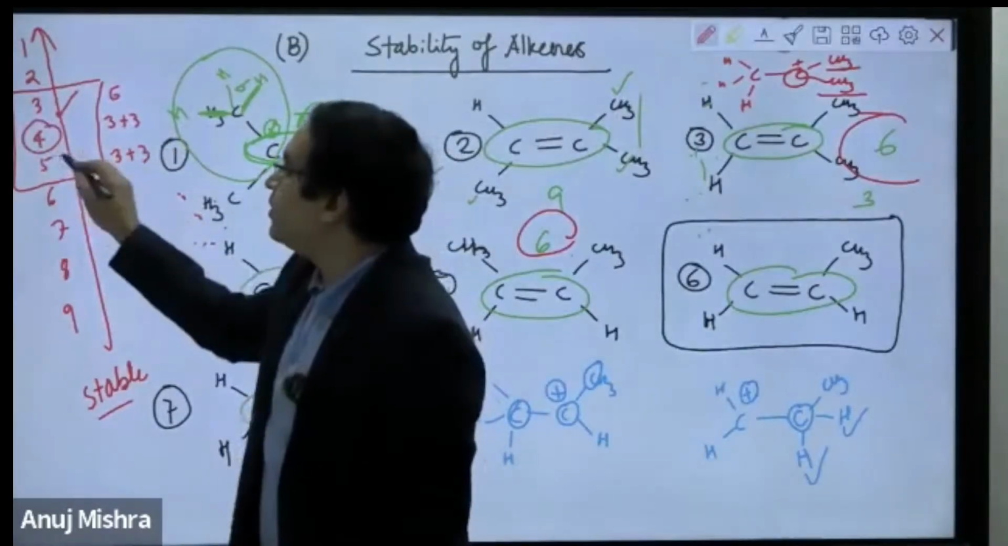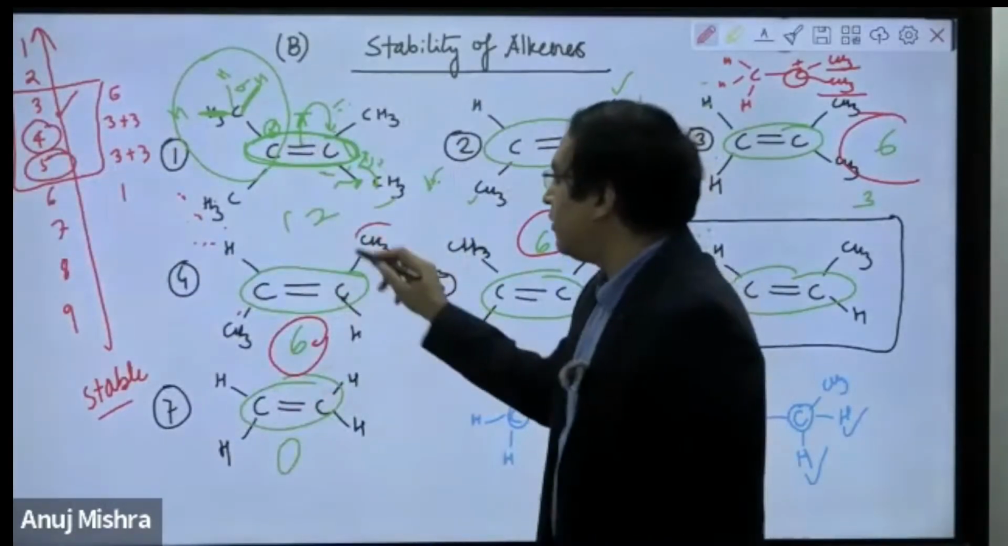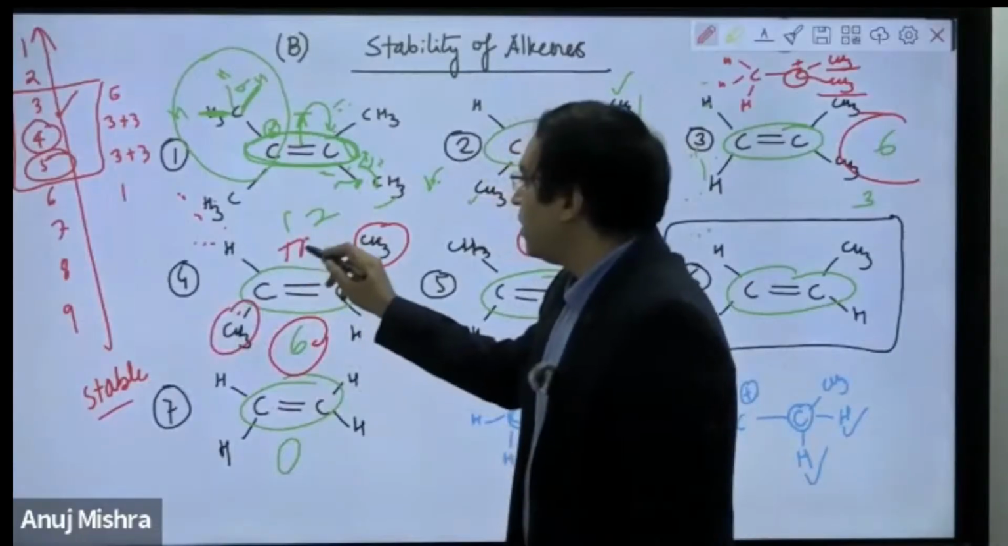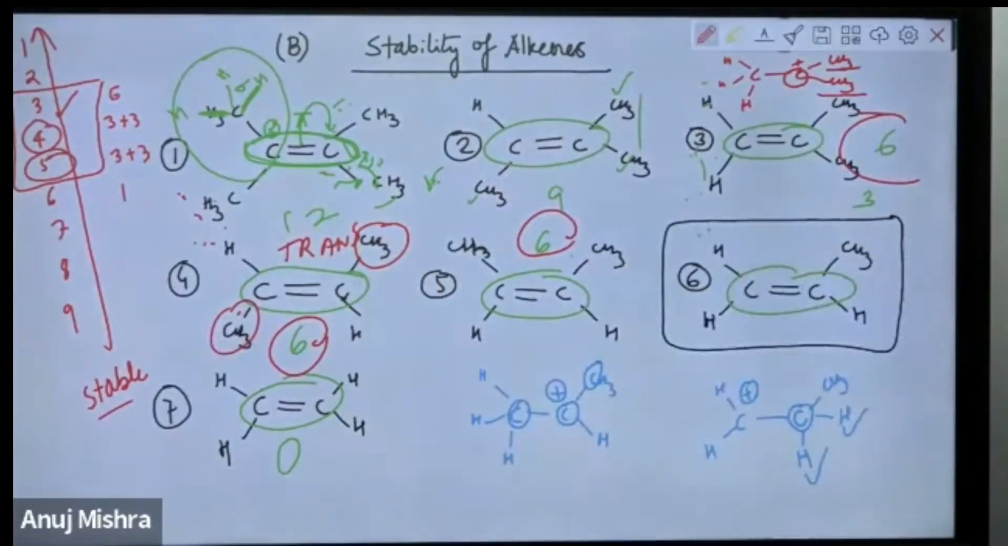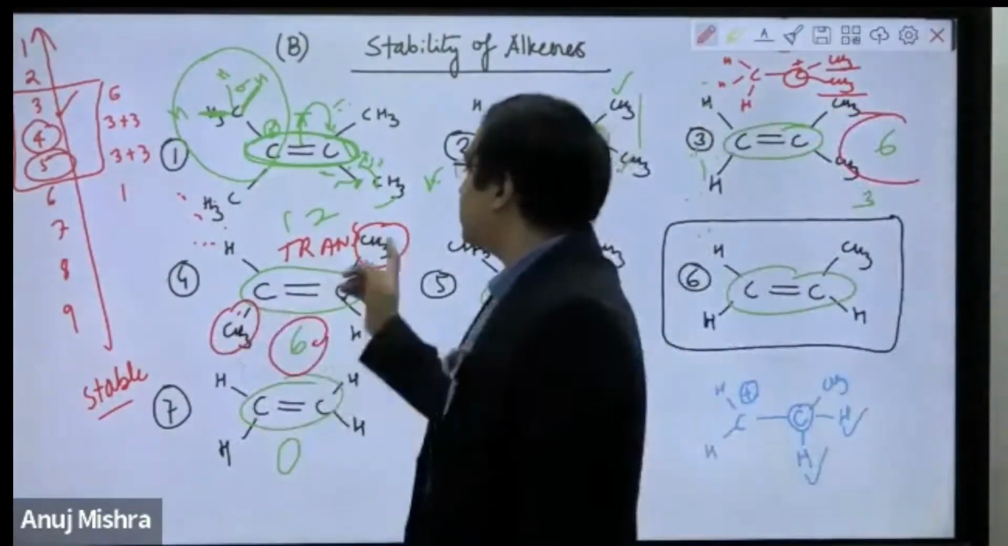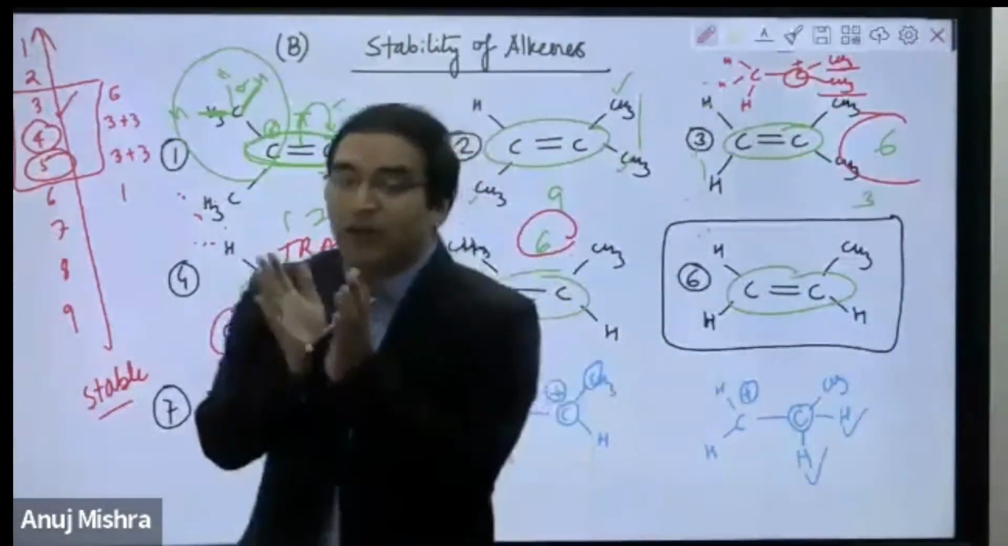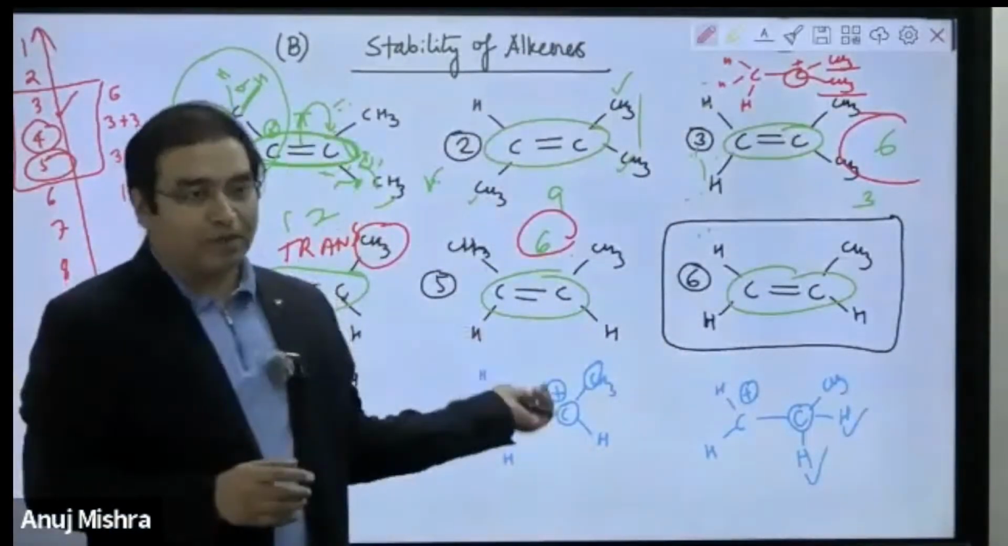Now the question comes, why is 4 better than 5? Because 4 is trans. Trans, you have already studied. Trans is more stable. The reason is this is having diagonal symmetry. The CH3s are away from each other. They will not create any repulsion, hence it becomes a stable structure.